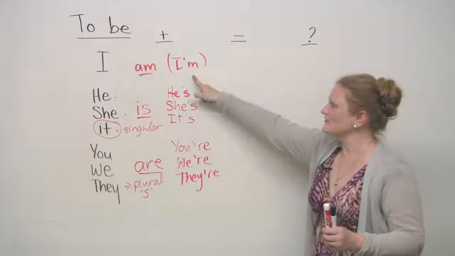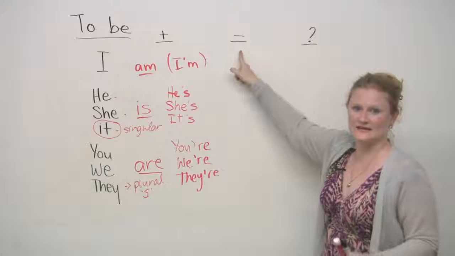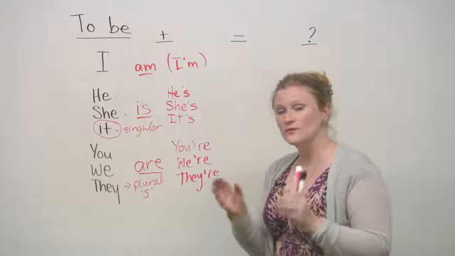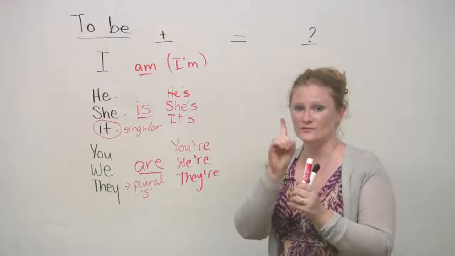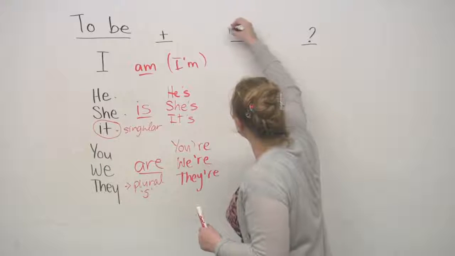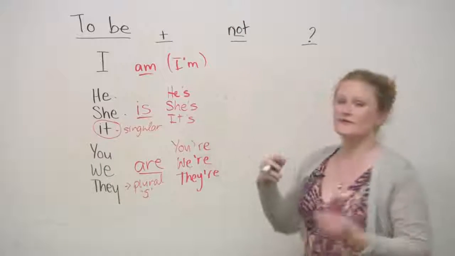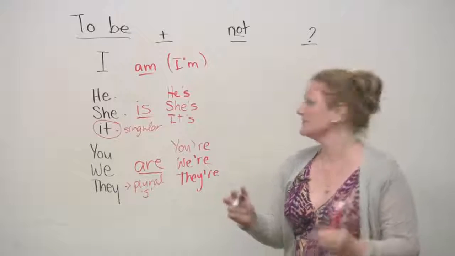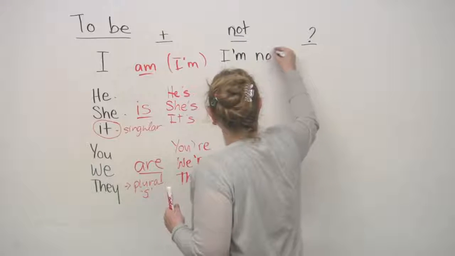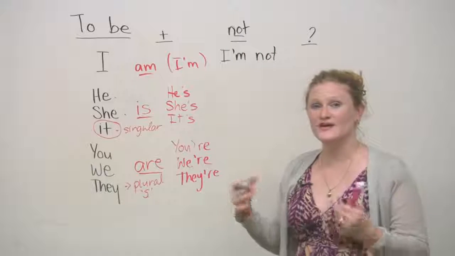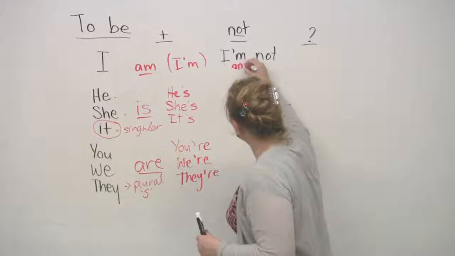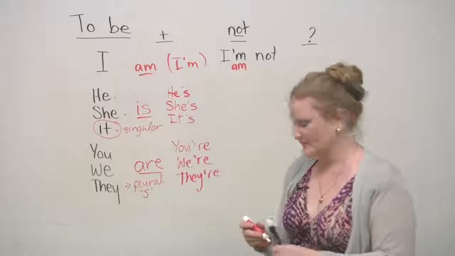Okay? We're going to go on to the negative form of these. So this is positive, and as you can tell here, this is negative. So, positive is I am or I'm. What we're going to do with the negative is we're only going to add one word, and it is the same for all of the subjects. To make it negative, we put not. So for this one, we're going to write I'm not. Or you could say I am not. It doesn't matter. Normally, when we speak English, we would say I'm not.